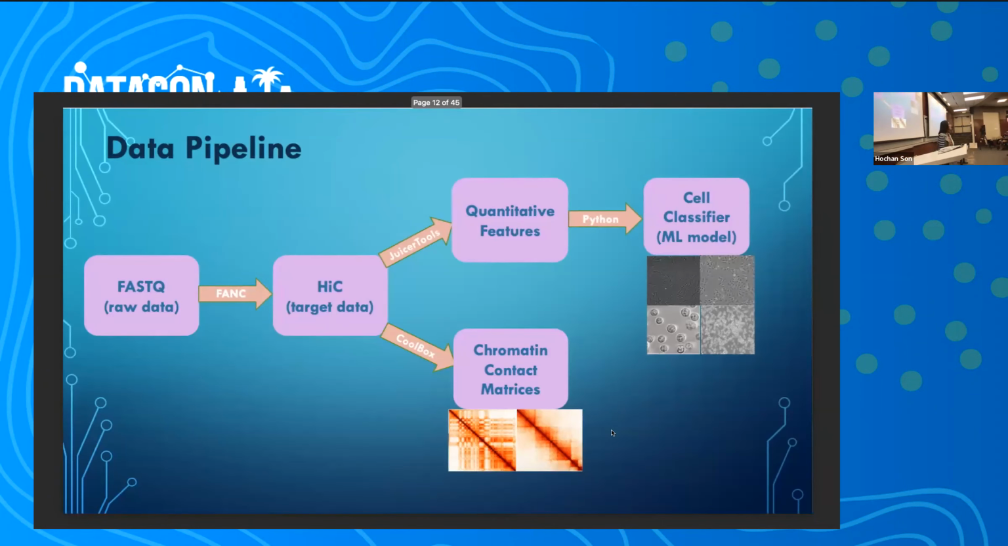Can we move to the next one? If you want to know more about in situ Hi-C, feel free to meet with me at the end of this presentation. All right. So the data pipeline that I have here is very complex.